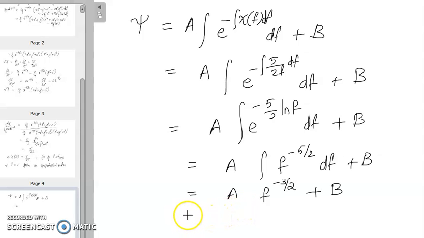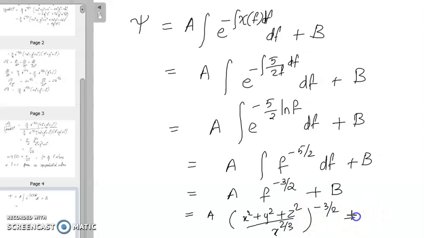So you can substitute back f, that will give us a. അപ്പോൾ എഫിൻ്റെ വാല്യൂ എന്ന് പറയുന്നത് x square plus y square plus z square by x raised to 2/3 whole power minus 3/2 plus b. So this will be the required value. അപ്പോൾ x raised to 2/3 whole raised to minus 3/2 എന്ന് പറയുന്നത് x raised to minus 1 വരും. So you can take x to the numerator. So this is the value of psi. So that is the required equipotential surface.